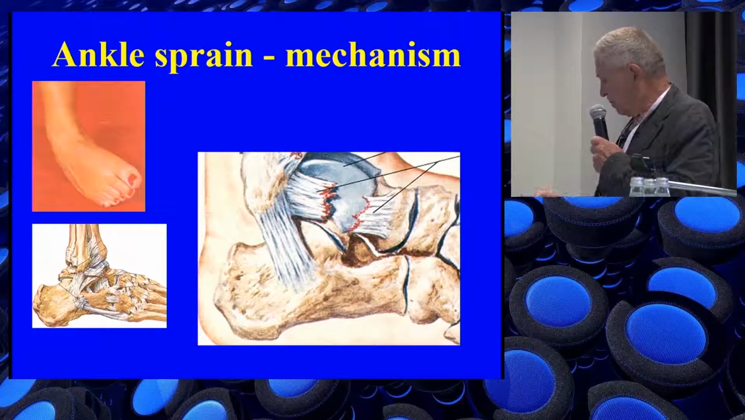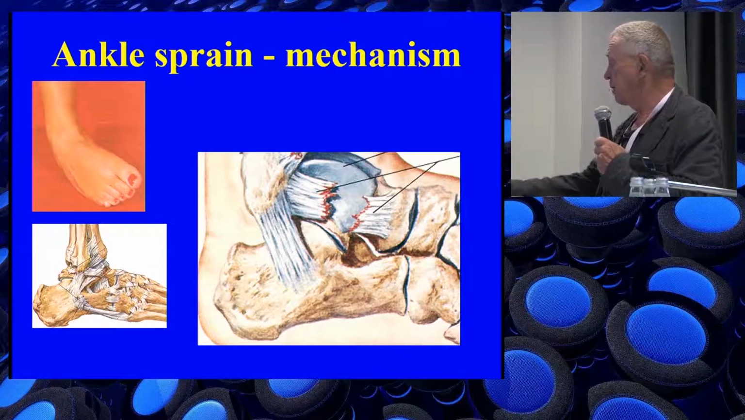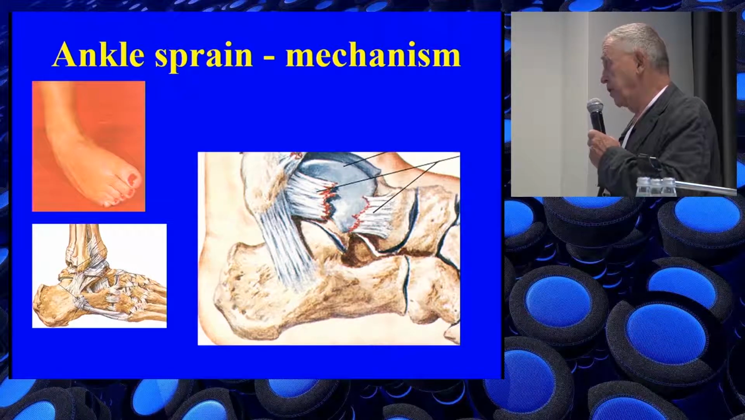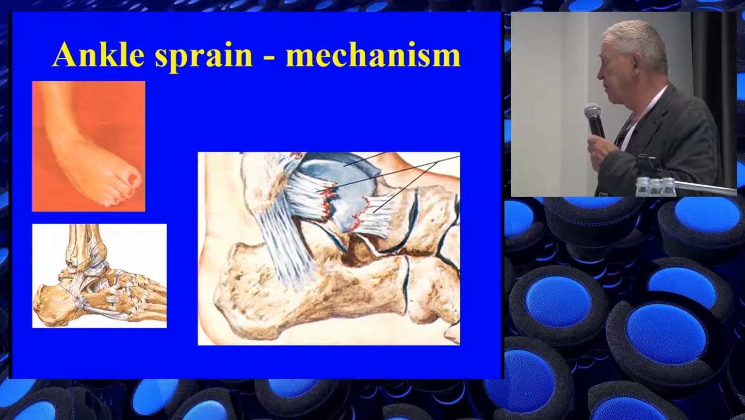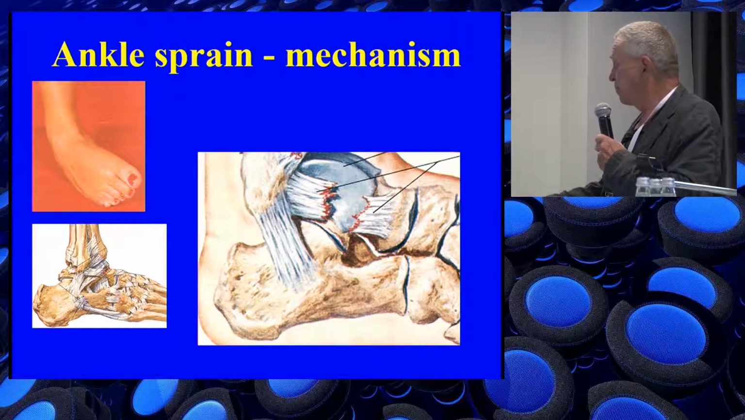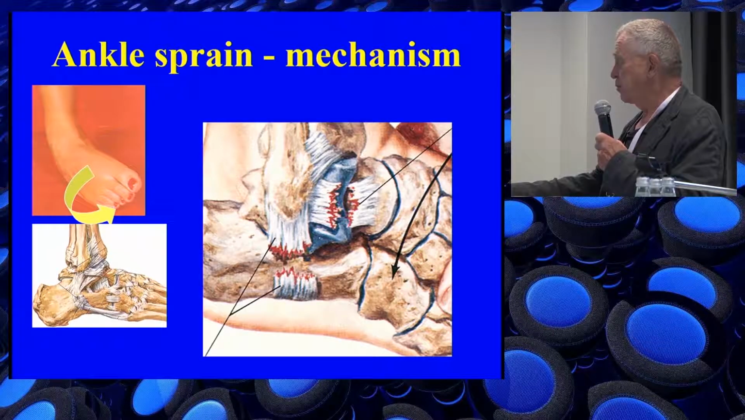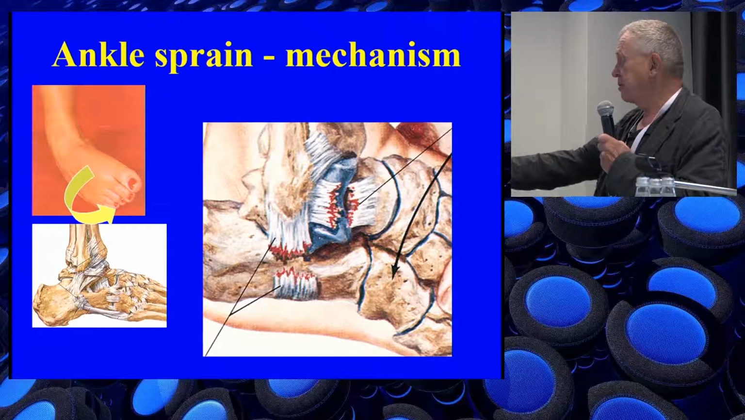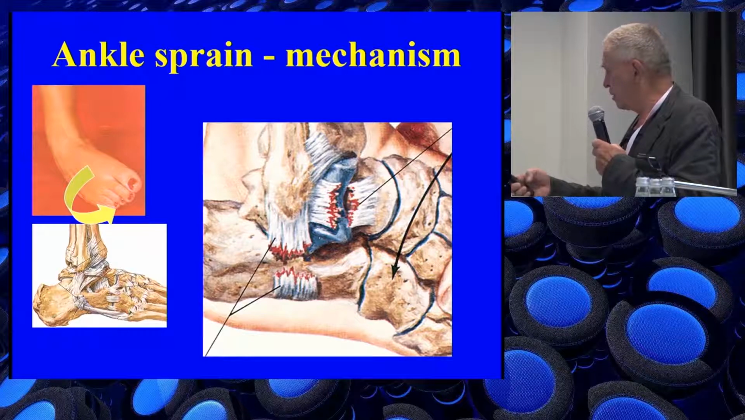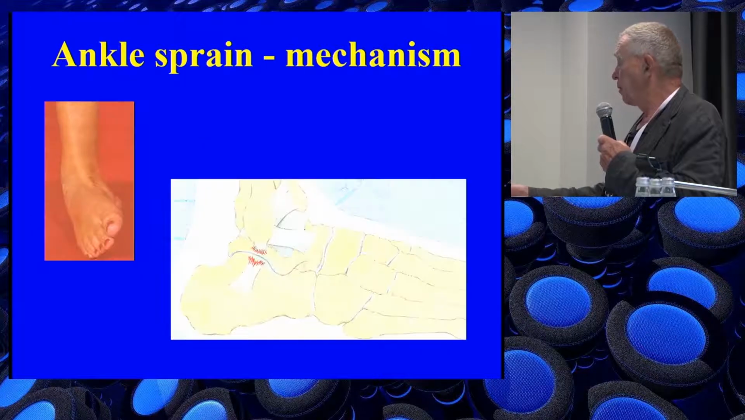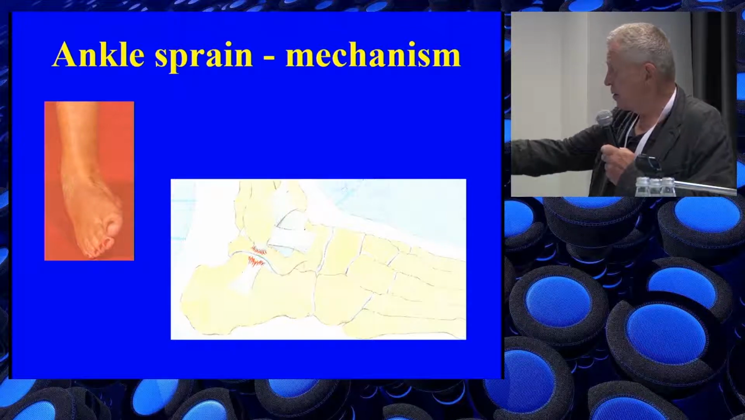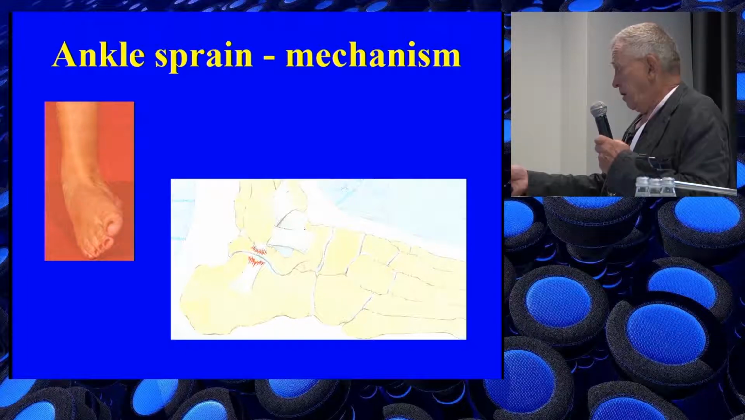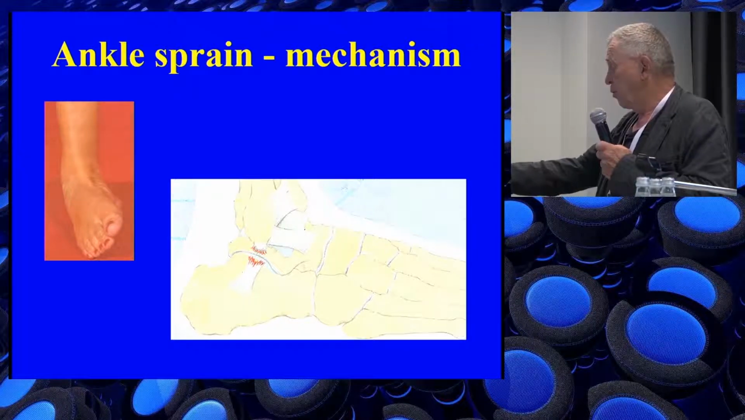So if you have an internal rotation of the foot, it's mostly common with an anterior talofibular ligament rupture in this case. And if you have more of a supination, a combination between supination and inner rotation, in this case, you will have both ligaments torn. If you have only a supination and not so much of the internal rotation of the foot, it will be the calcaneofibular ligament that will be torn.